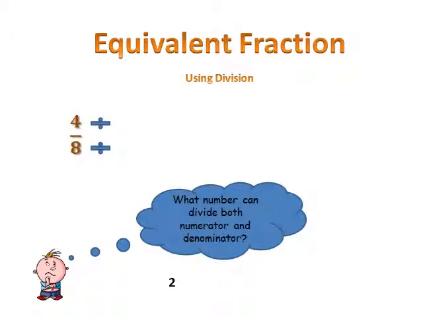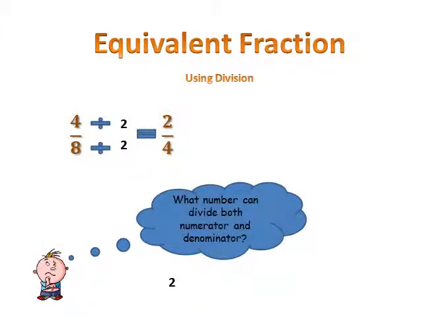So what we will do is divide both the numerator and denominator by 2. So 4 divided by 2 and also 8 divided by 2. That would give us a fraction of 2/4. Why is it 2/4? Because 4 divided by 2 is 2 and 8 divided by 2 is 4. Therefore 4/8 and 2/4 are equivalent fractions.